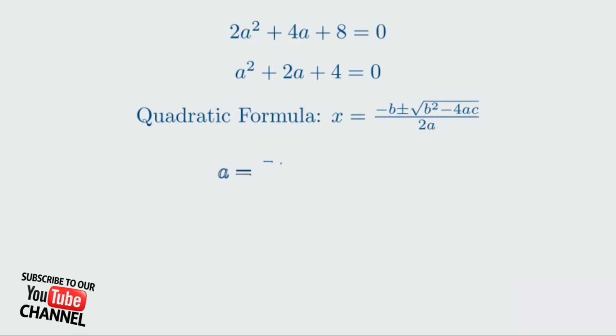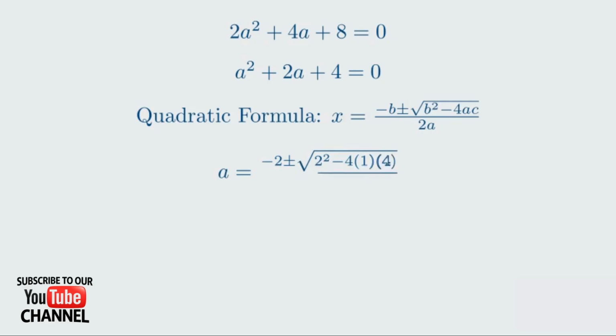We get negative 2 plus or minus the square root of 2 squared minus 4 times 1 times 4, all divided by 2 times 1. This simplifies to negative 2 plus or minus the square root of 4 minus 16, all divided by 2. This becomes -2 plus or minus the square root of -12 all over 2.